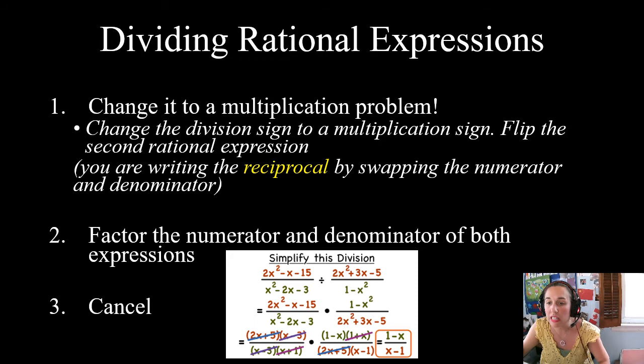do want you to notice that the first thing they did before they factored and canceled was they took the division sign and changed it to a multiplication sign. And then they literally swapped the numerator and denominator of the second expression. So what was in the denominator is now in the numerator, and what was in the numerator is now in the denominator. Okay? They changed it to that multiplication problem. If you want to look at the factoring and the canceling, you can pause and take a peek.